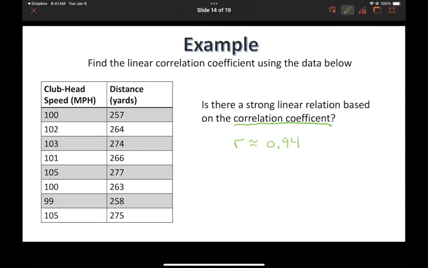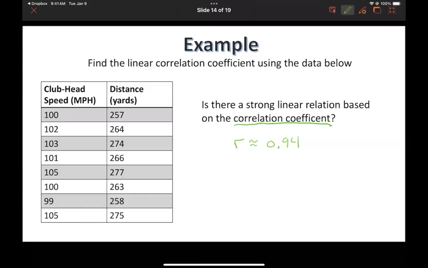Yeah, no problem. Okay, how'd we do? Did we get about 0.94? Yes. Okay, I would definitely call this a strong correlation, a strong linear relation. I don't think anybody's going to argue that about 0.94 is not a strong linear relation.